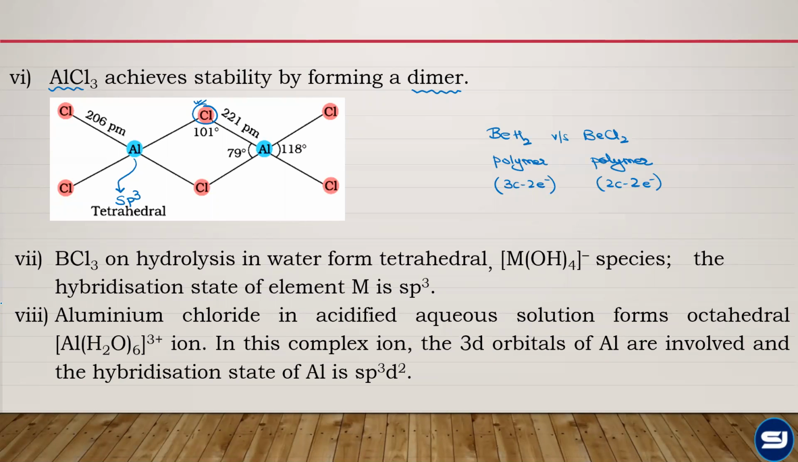ठीक है. नेक्स्ट, BCl3 on hydrolysis in water form a tetrahedral MOH4 negative species. The hybridization state of element M is sp3. तो बोरॉन के हैलाइड्स जब हाइड्रोलाइज होते हैं तो it forms BOH4 negative species and hybridization because of tetravalence is sp3. लेकिन aluminium chloride in the acidified aqueous solution forms the octahedral complex ion because in that case the covalence can be expanded beyond 4.